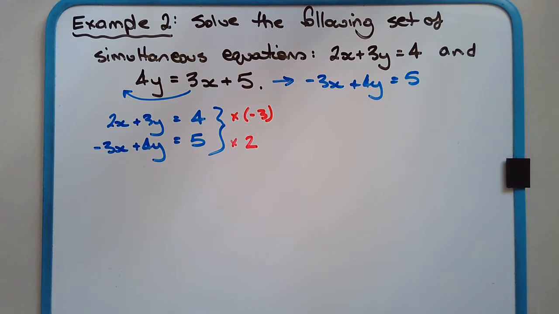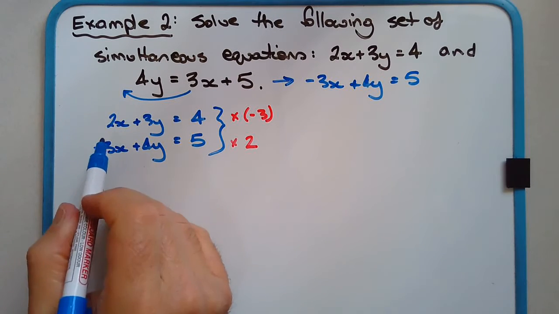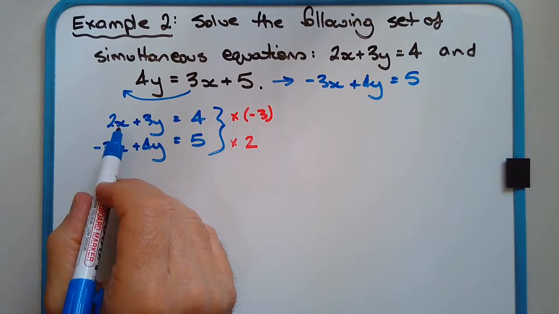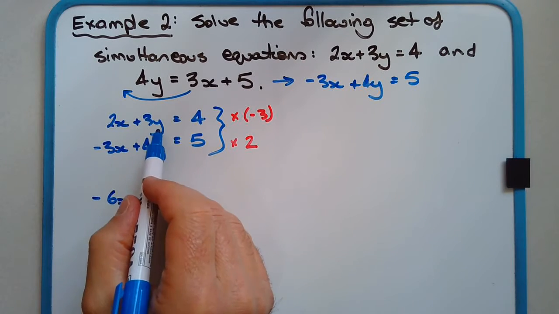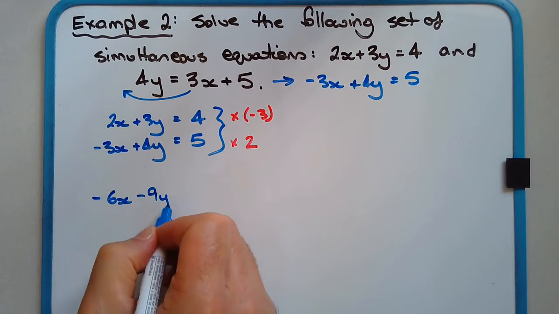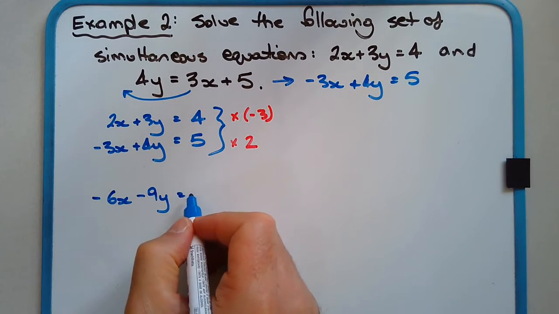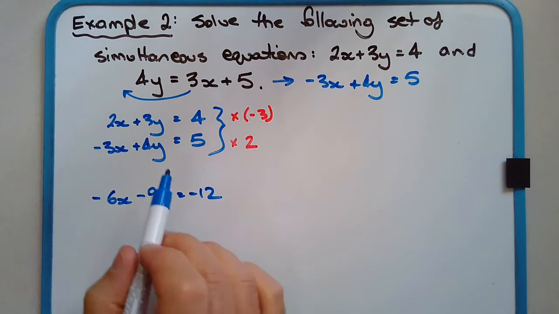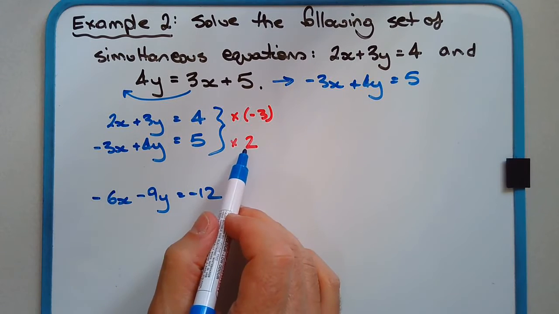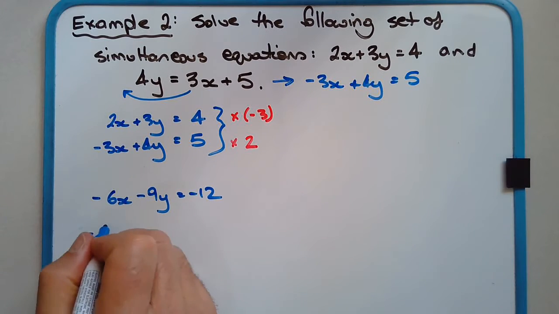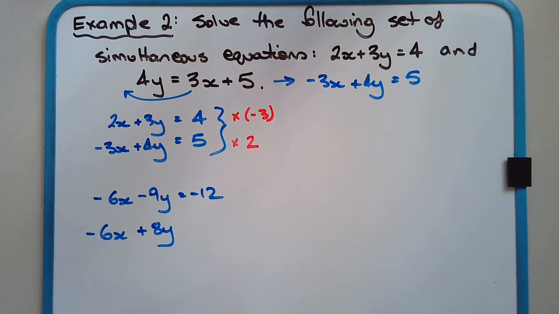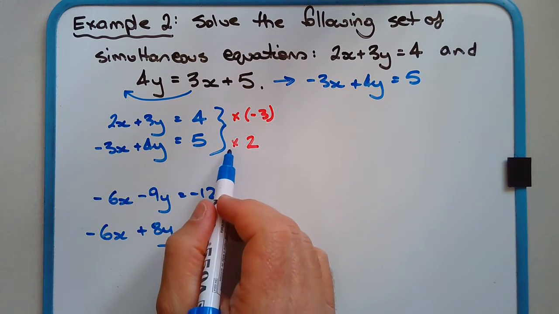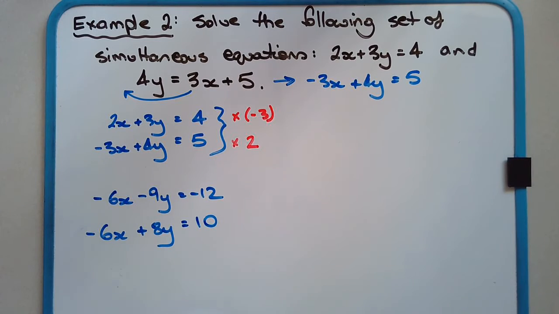This might take up a little bit more space than the last video, so just bear with me. Multiplying this first equation by negative 3, we've got 2x times negative 3 is equal to negative 6x. 3y times negative 3 is minus 9y. And then 4 times negative 3 is negative 12. Now, second equation, negative 3x multiplied by 2 is negative 6x. We have 4y multiplied by 2 is positive 8y. And then 5 times 2 is equal to 10.